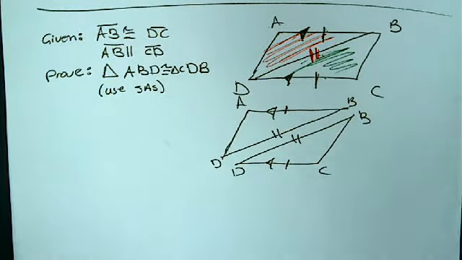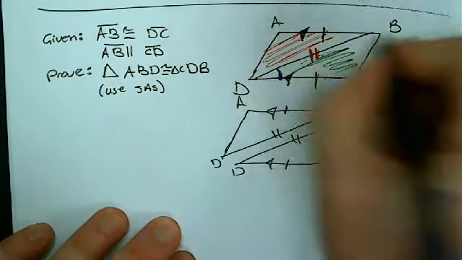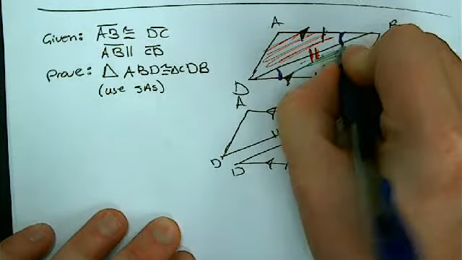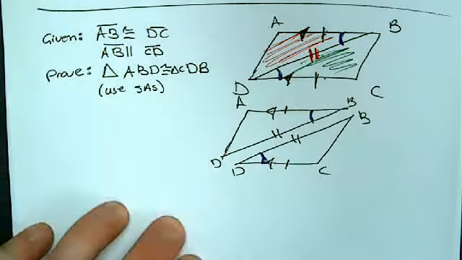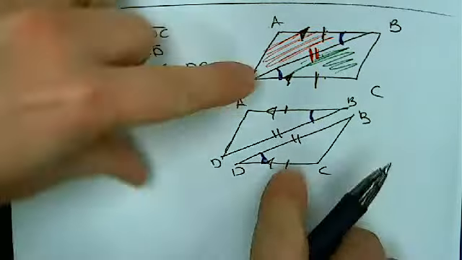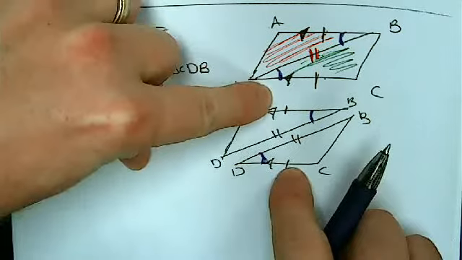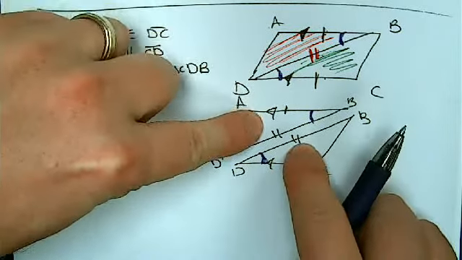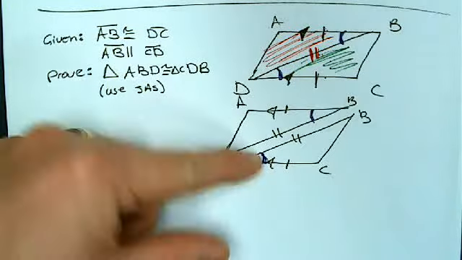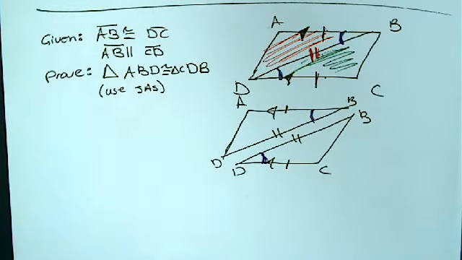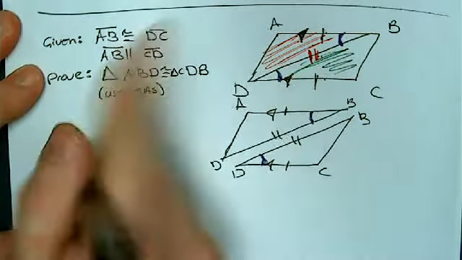Alternate interior angles, right? That's going to be right here and right here. So that would be this angle and that angle. So if I look down here, I've got one pair of sides, two pairs of sides, and I've got the angle between them. That's a side angle side. Two sides and the angle between them. We're done. All I gotta do is write it.